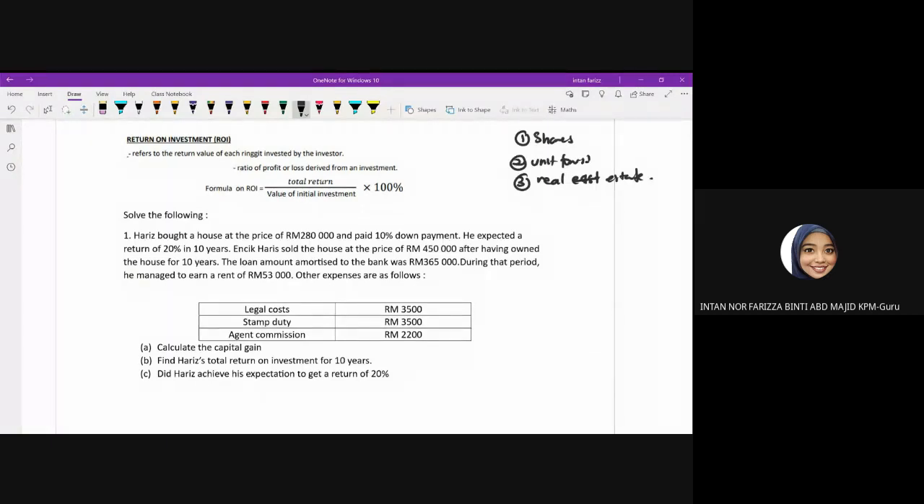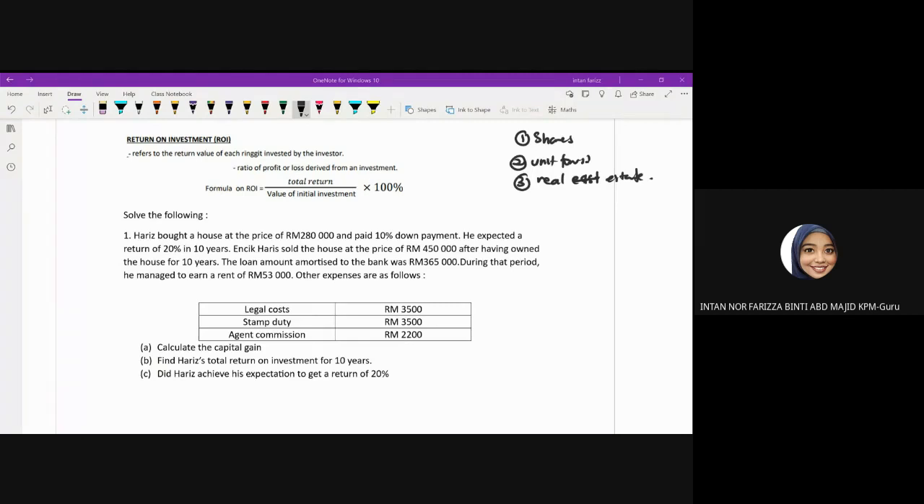If you still remember, which one between shares, unit trust, and real estate is the most risky investment? Can you tell me the answer? The one with the very high risk. I have one answer here, unit trust. Any other answers? Shares. Okay, the correct answer, girls, is shares.